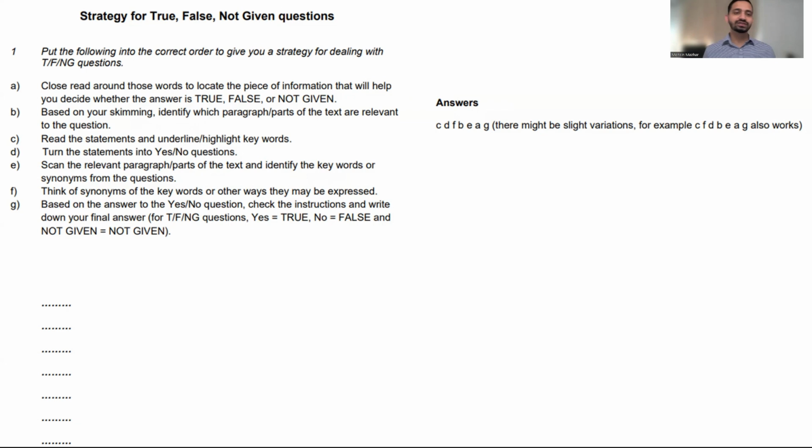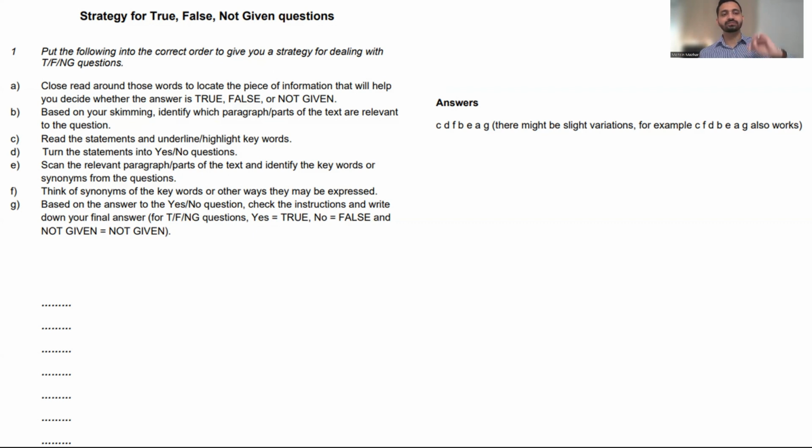Based on your skimming, identify which paragraph parts of the text are relevant to the question, because you've already done the skimming, right? So you have a general idea already. So you know which paragraph might have the answer and where you should be looking, where you should be scanning for, in other words, right? Then you go to step E, scan the relevant paragraph parts of the text and identify the keywords or synonyms from the questions.